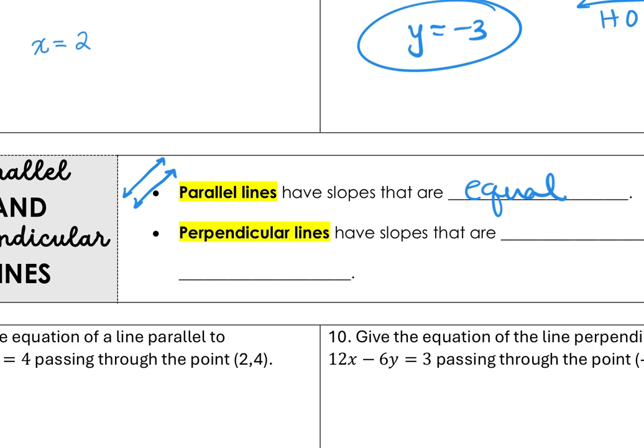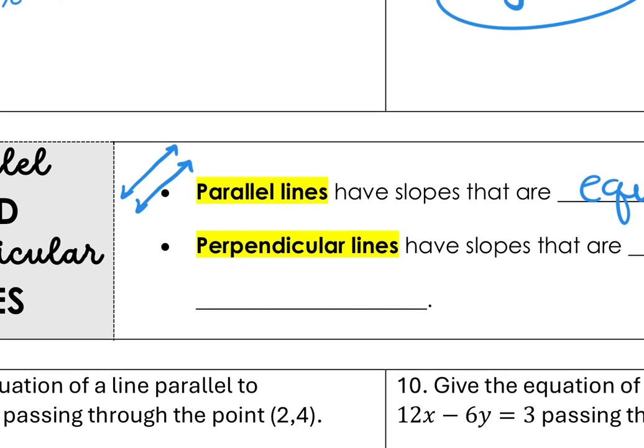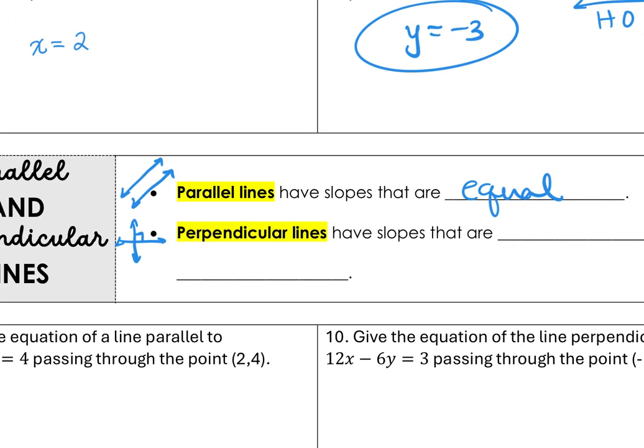Then the other type of intersecting lines are our perpendicular lines. And what's special about perpendicular lines is that they intersect at a 90-degree angle. And so because of that, their slopes are always going to be opposite reciprocals.